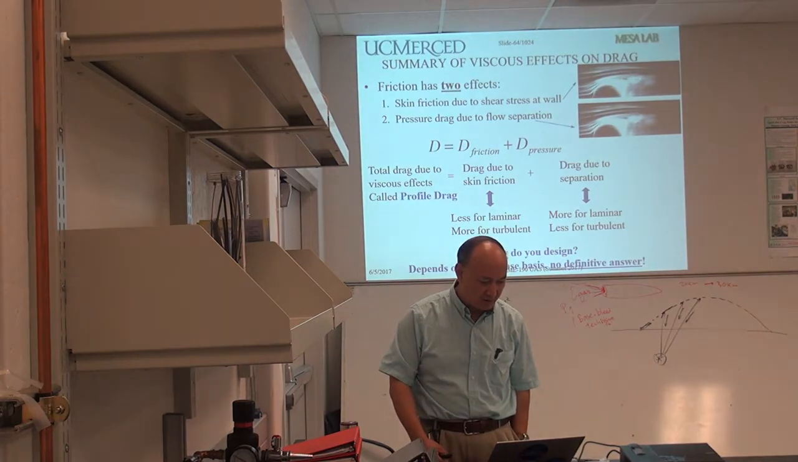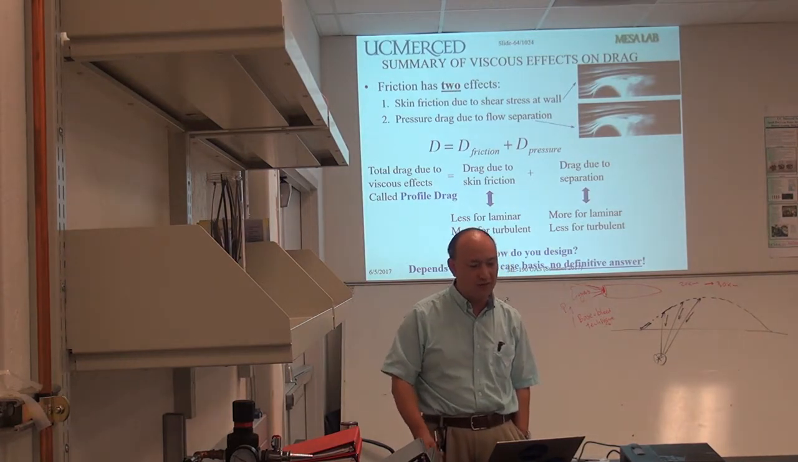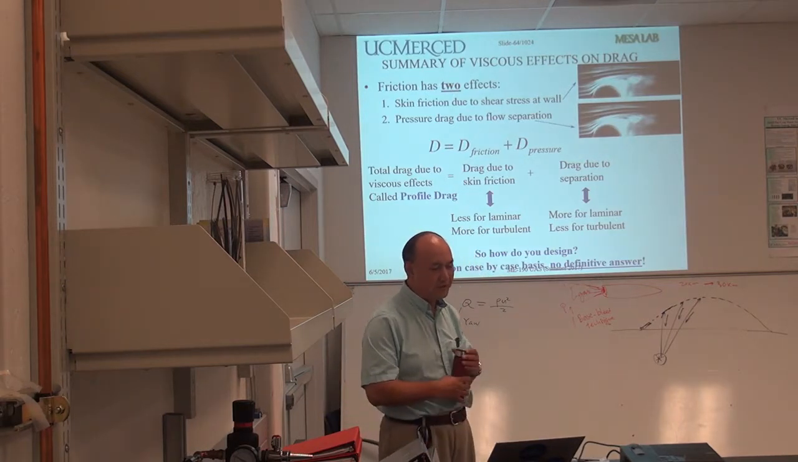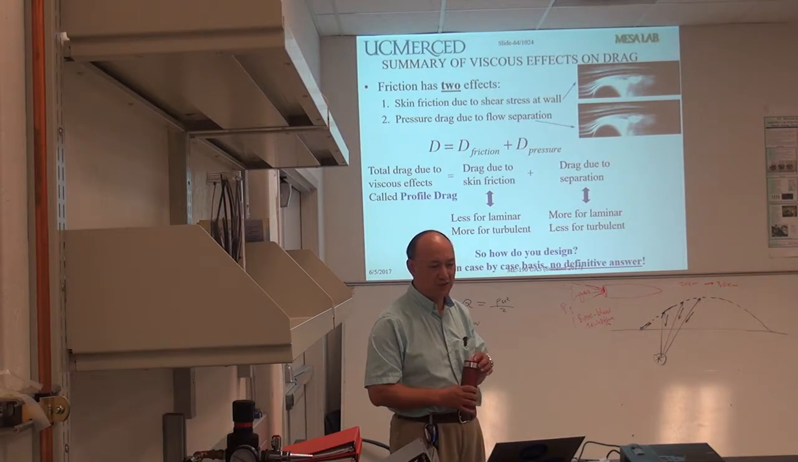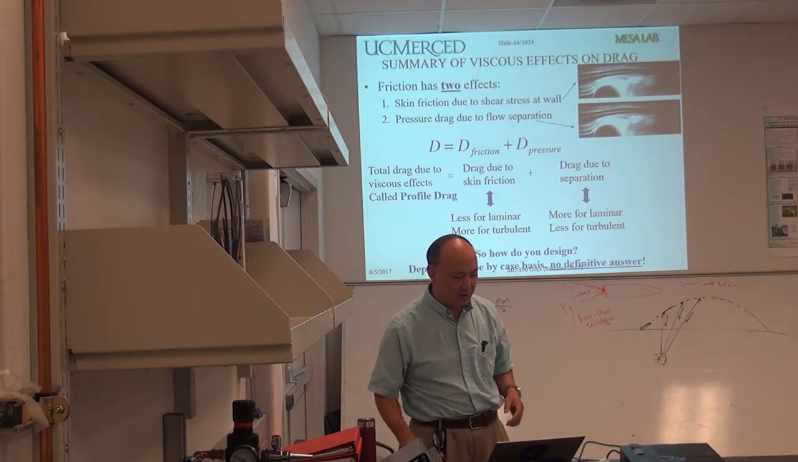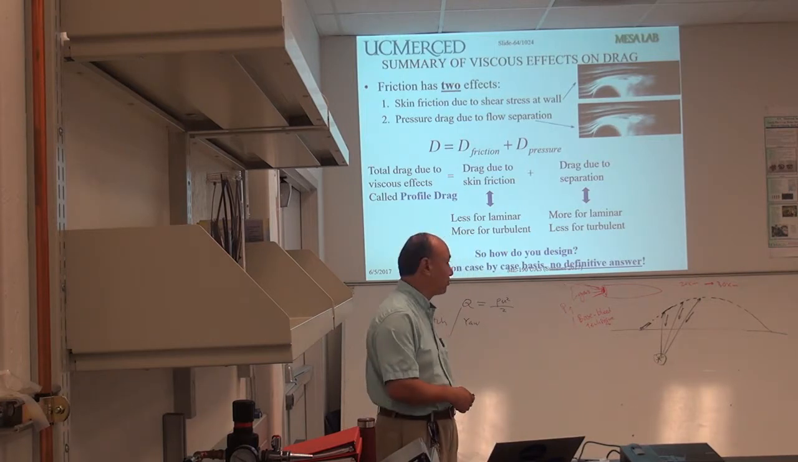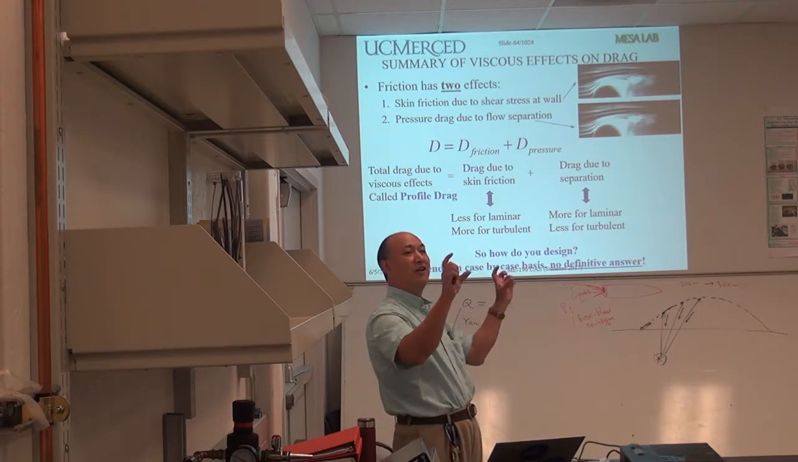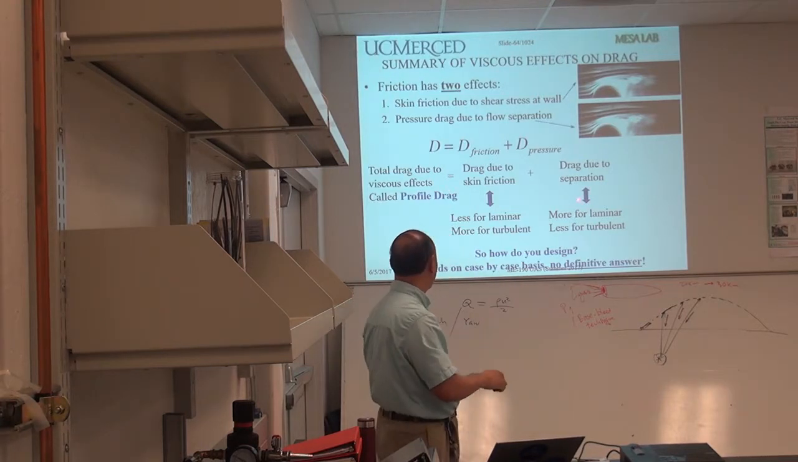Okay, summarize of the viscous effect on drags. There are two. One is the skin friction itself due to the shear stress at the surface, and the pressure drag due to the difference of the front and end. So total drag due to the viscous effect is called profile drag, okay? Due to skin friction and due to the separation. And so all these things are linked to the wing profile, different profile or different properties here.